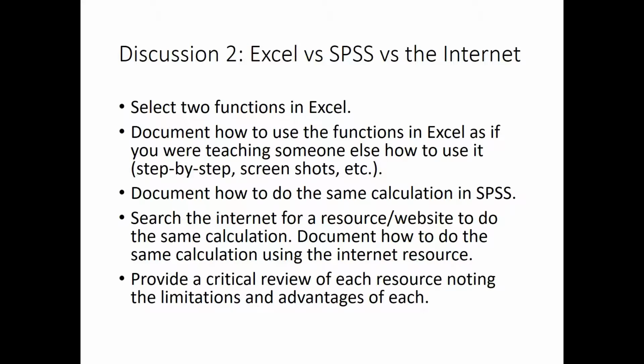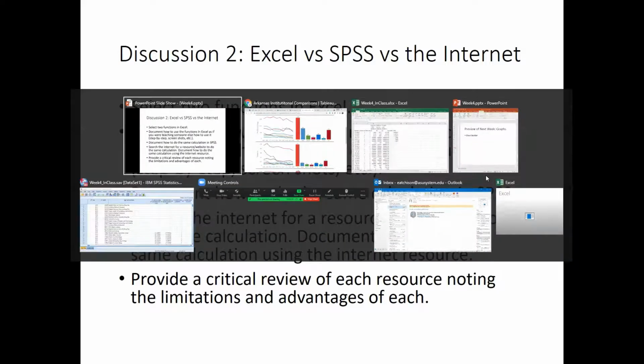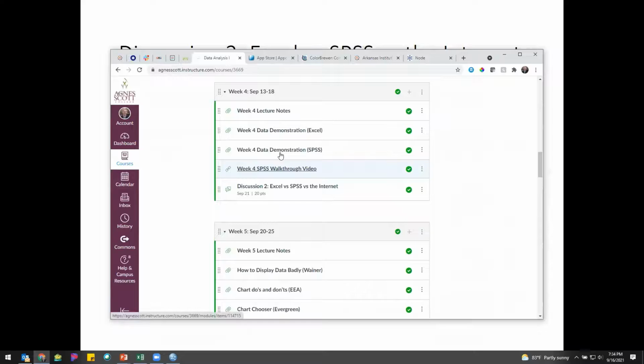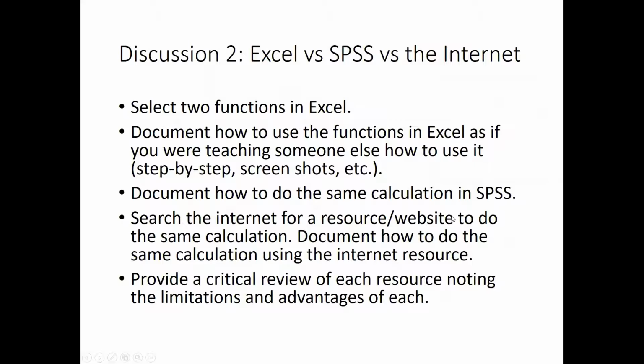All right, let's get into this week's assignment. This is discussion 2. Make sure it's out there before I say anything more. Yes, that's good. It's out there. What I want you to do is find 2 functions in Excel, and I don't mean the easy ones that you've already probably used. I want you to find those 2 functions, or at least 2 functions, and document how to use them in Excel as if you were teaching someone else in this class how to use it.